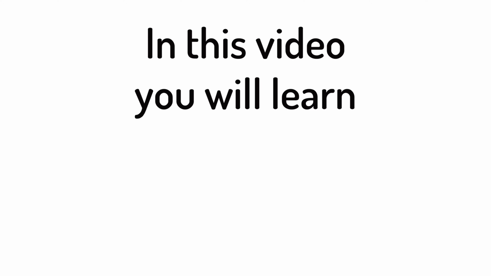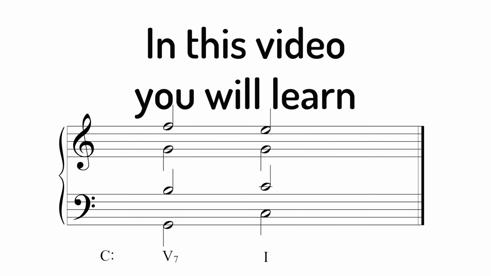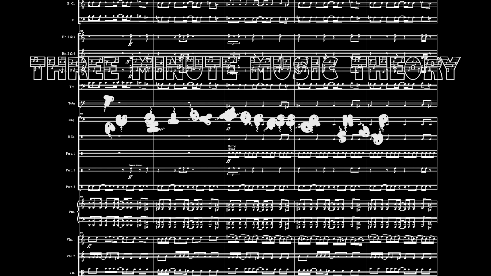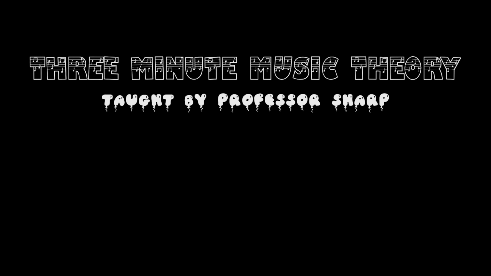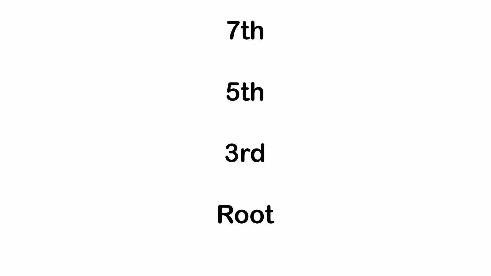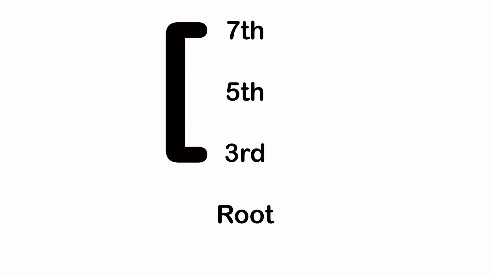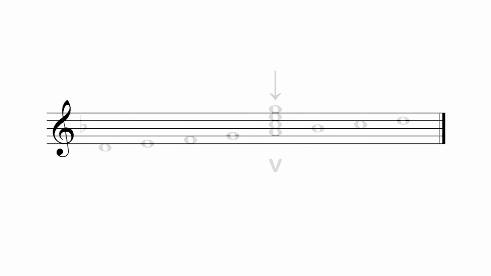In this video, you will learn the rules of the dominant 7th chord in root position. The dominant 7th chord contains two dissonant intervals, the minor 7th between the root and the 7th, and the tritone between the 3rd and the 7th. In minor keys, the 3rd of the chord, which is the leading tone, must be raised.